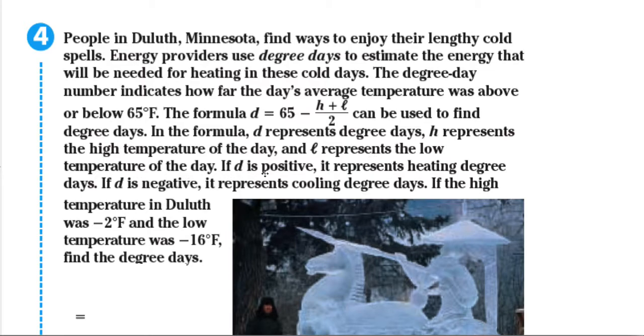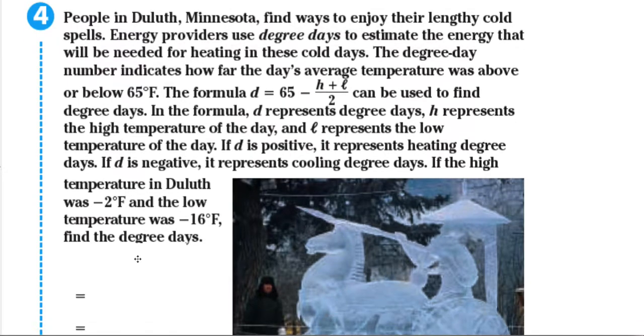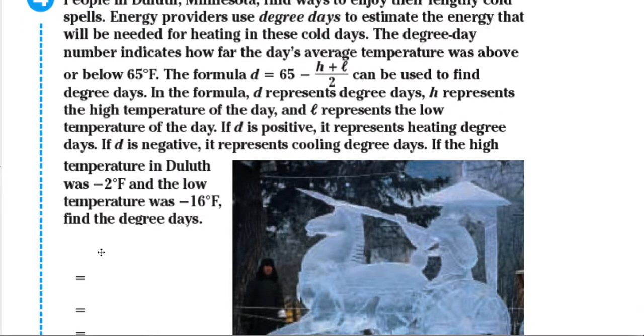low temperature of the day, and if D is positive, it represents heating degree days. If D is negative, it represents cooling degree days. If the high temperature in Duluth was negative 2 degrees and the low temperature was negative 16 degrees, find the degree days. To solve this problem, again we use the formula D equals 65 minus (H plus L) over 2. We evaluate the formula, we substitute the values for H and L.